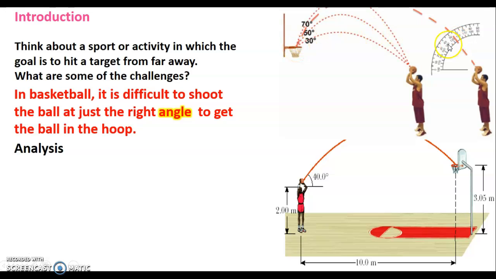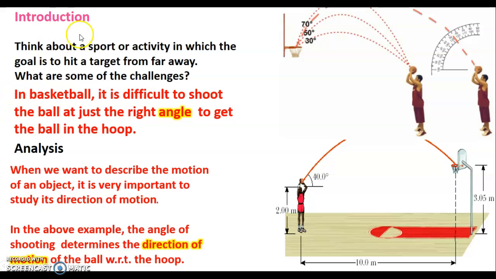If he shoots from a 30-degree angle at this position, the ball is not going to get into the hoop. However, if he shoots it from a greater angle at this position, as you can see here, such that it reaches the hoop at an angle of 70 degrees, then the ball is going to get into the hoop.